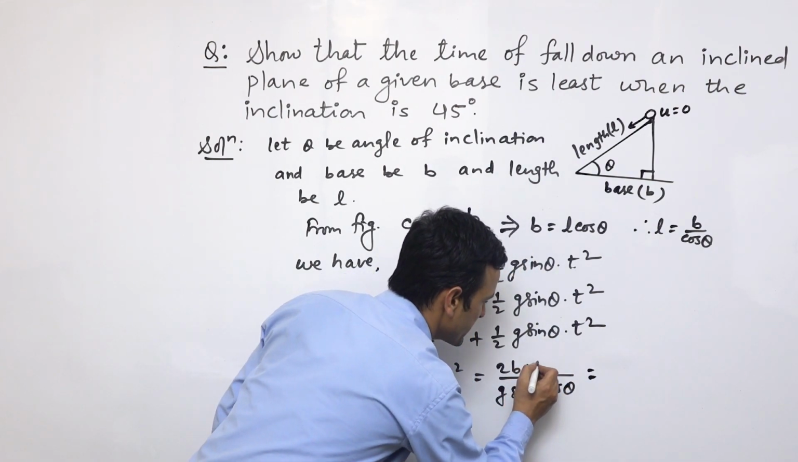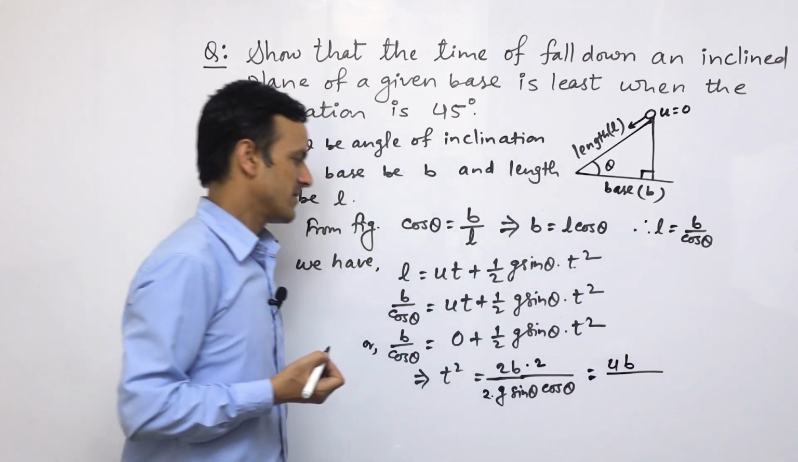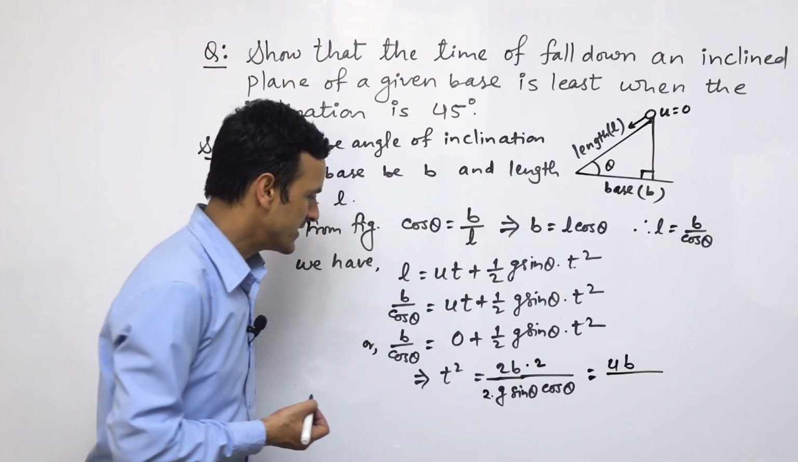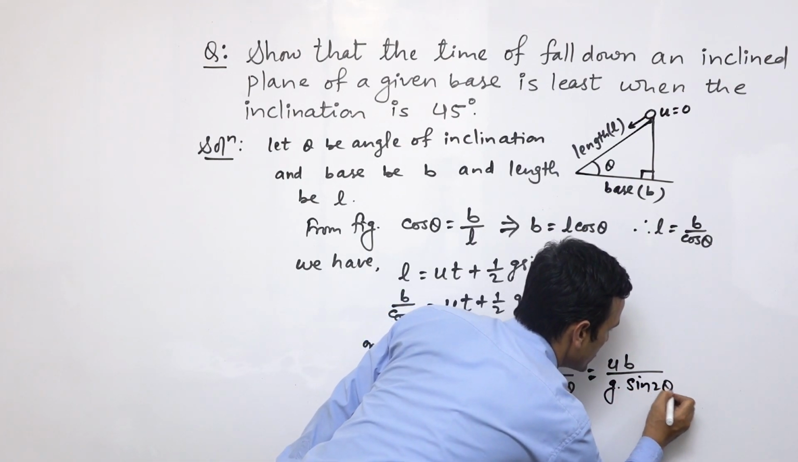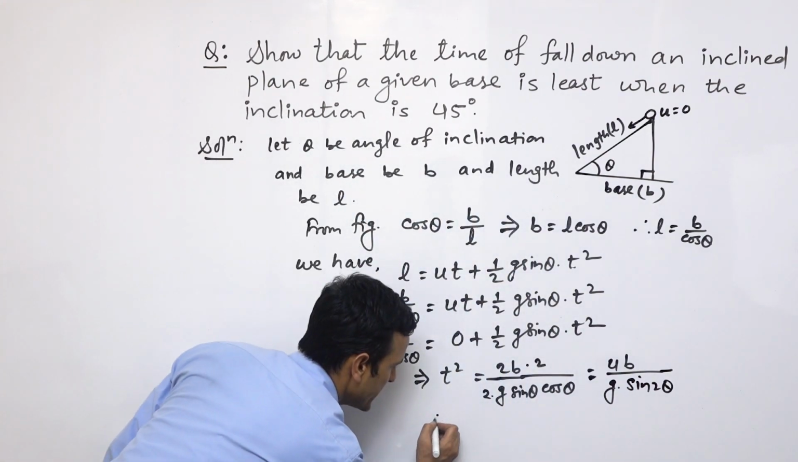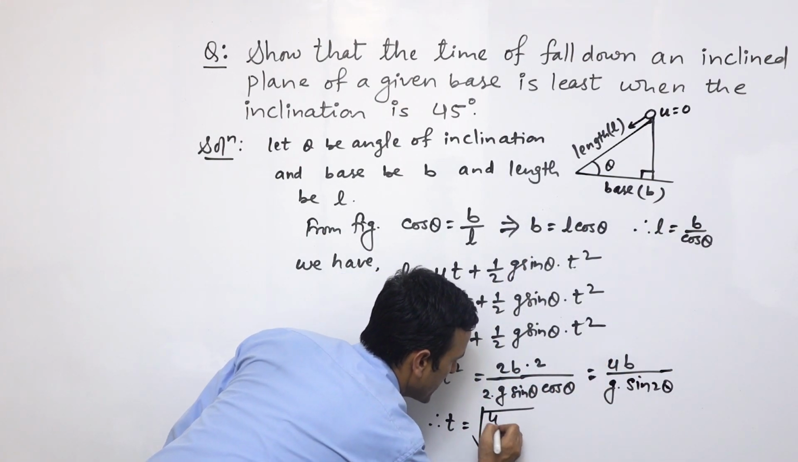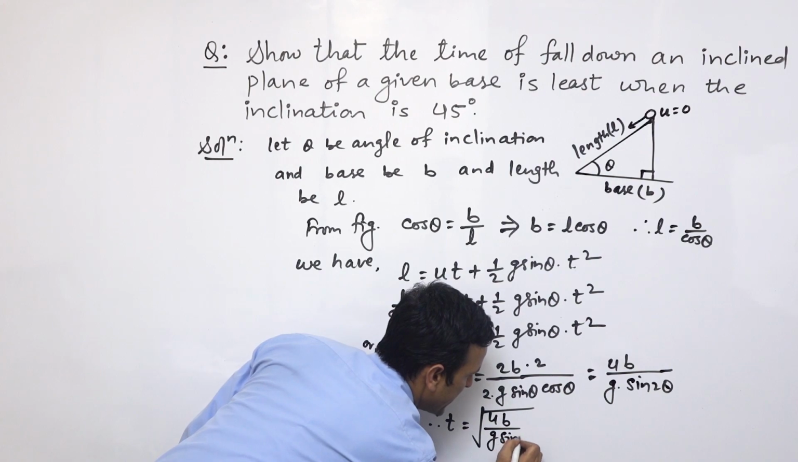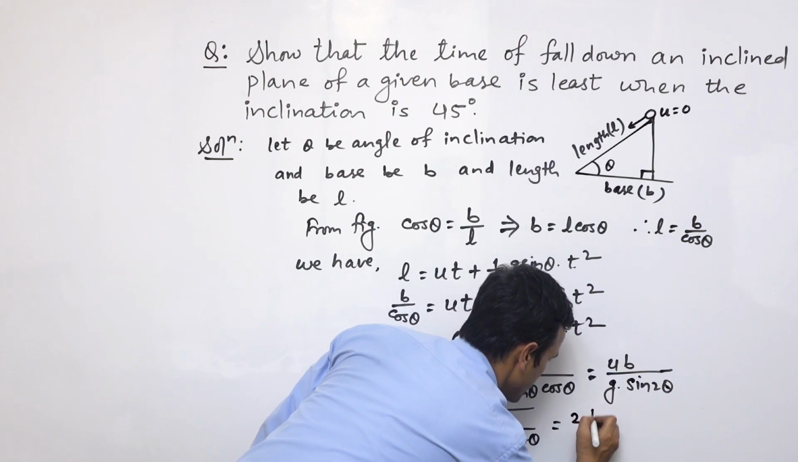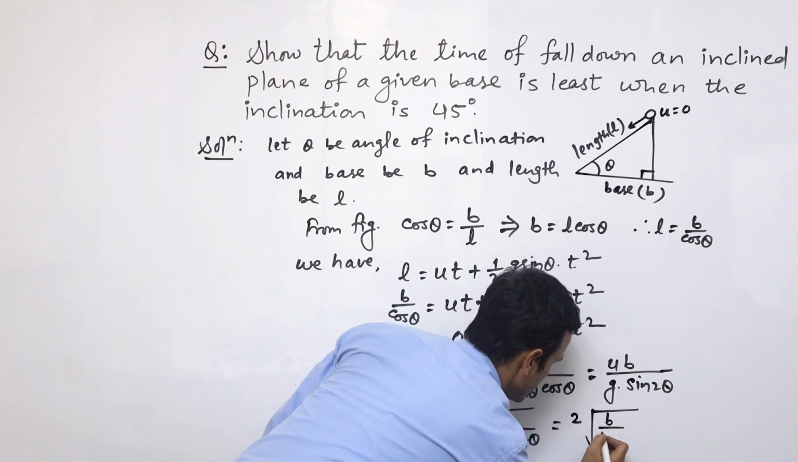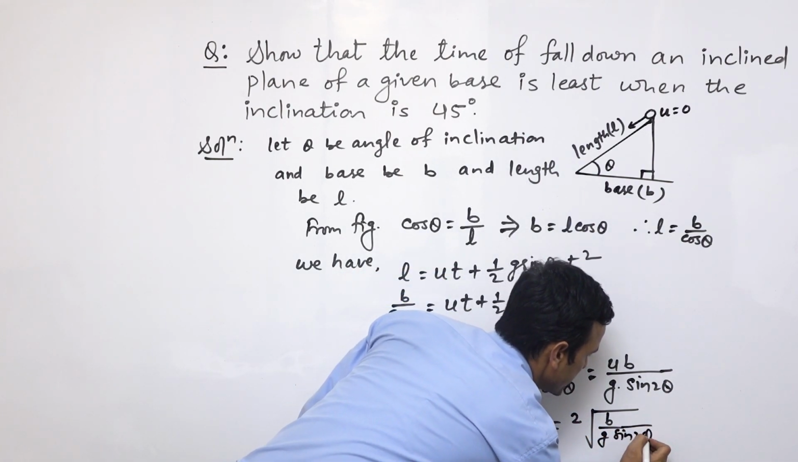If you multiply by 2, this into 2 and into 2, then it will be 2 to the 4 times B. Let us multiply by 2 in numerator and denominator. Doing this, 2 sin theta cos theta will be sin 2 theta. Here is sin 2 theta, and from here we get the value of t. So t is root under 4B divided by g sin 2 theta, and root of 4 is 2, so 2 root under B upon g sin 2 theta.